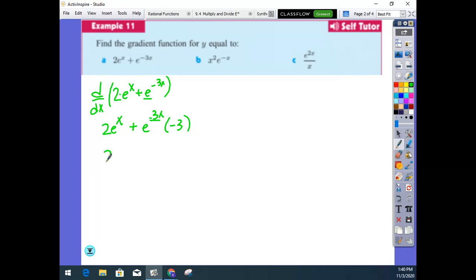Now, the cleaner way to write this, since these are being multiplied, is to move the 3 in front of e, kind of like a coefficient. This is correct. This is just a little cleaner.